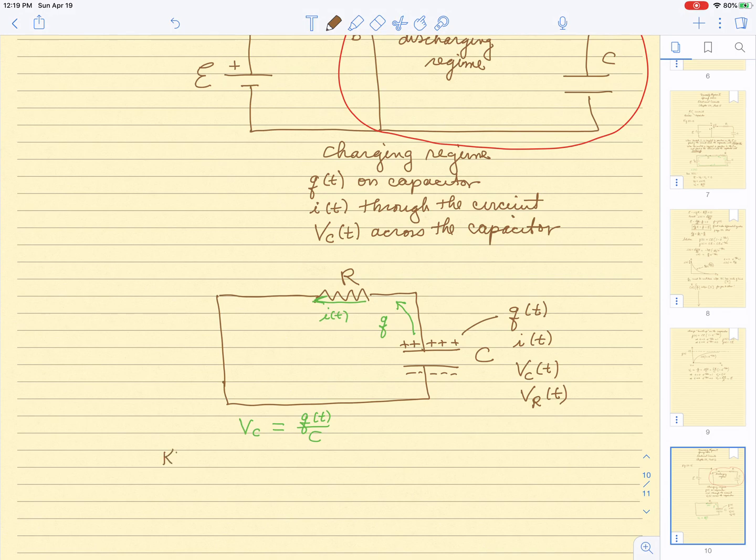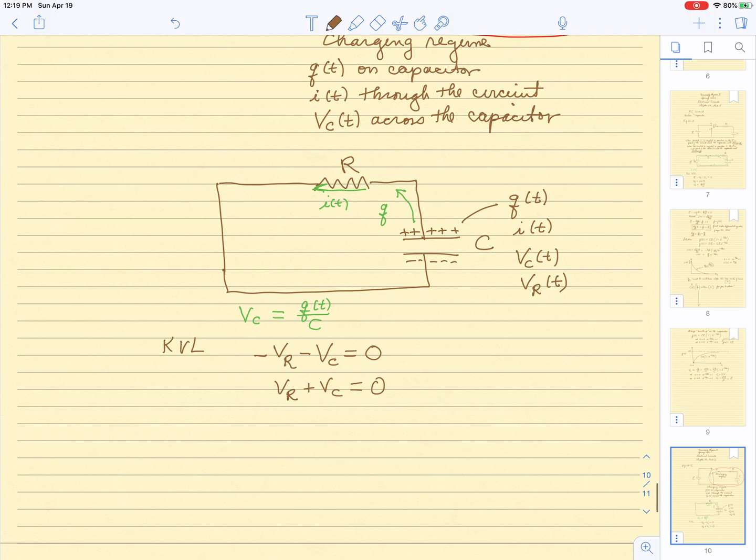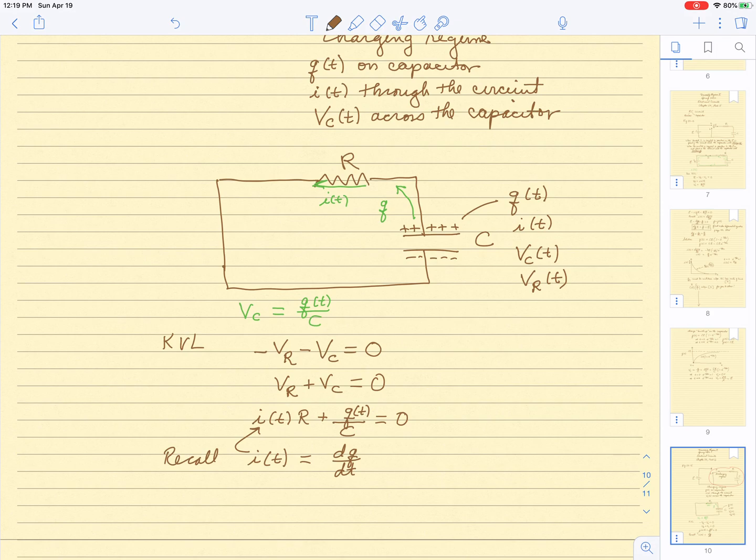Kirchhoff's voltage law looks like the following. It's going to be negative voltage across the resistor minus the voltage across the capacitor is equal to 0. We can get rid of the negative sign, so we have V_R plus V_C is equal to 0. The voltage across the resistor is going to be the current going through it times the resistance. And the voltage across the capacitor is going to be the charge divided by the capacitance. Again, charge is a function of t as well. We will recall that I as a function of t is going to be dq/dt. We can substitute that into the Kirchhoff's voltage law expression.